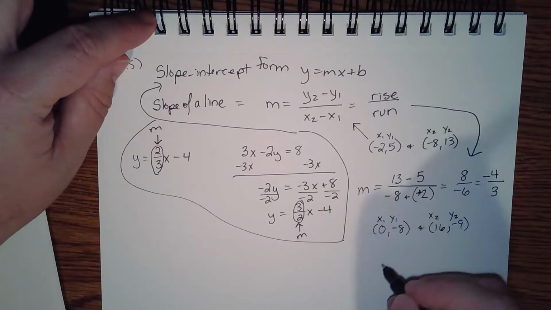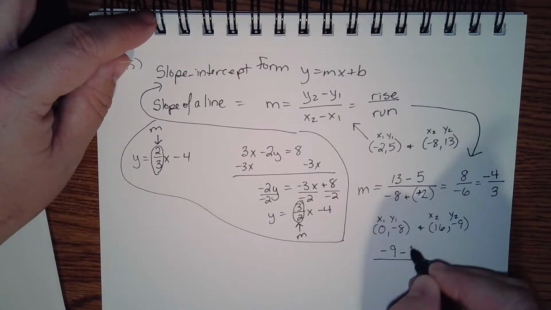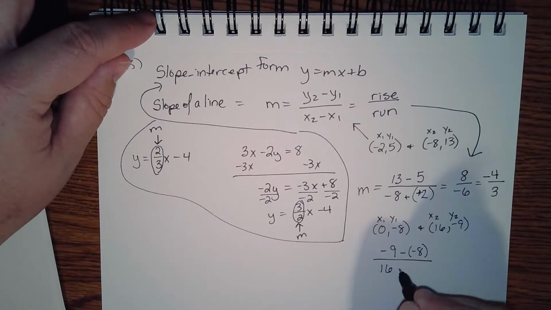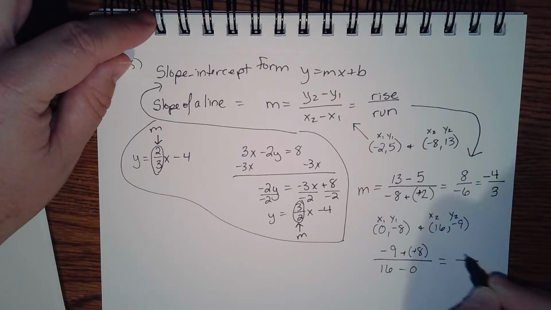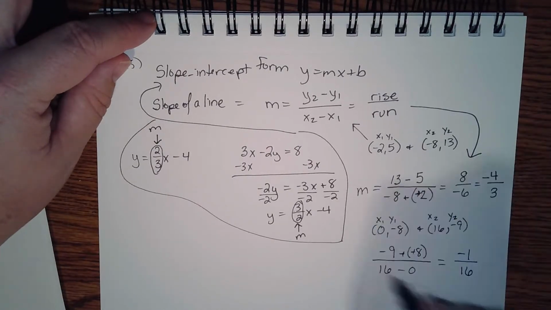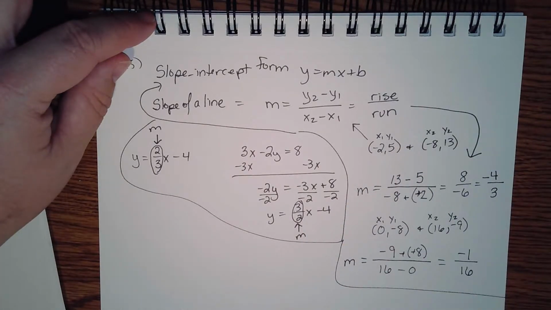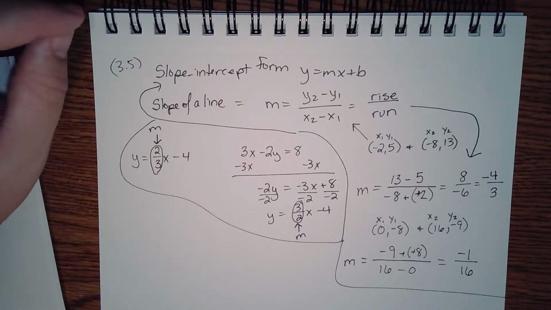So once we label that, we're going to go over here and say y2 is negative 9 minus negative 8. And then I have 16 minus 0. Two negatives make a positive. So I have negative 1 over 16, which is my slope. And by the way, you're going to see that m denotes slope. Someone asked me what it stands for. Basically, just think of movement. That will help you the most because slope is all about movement.